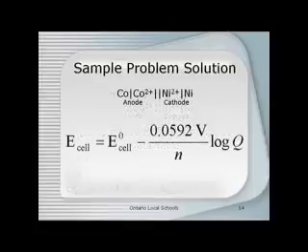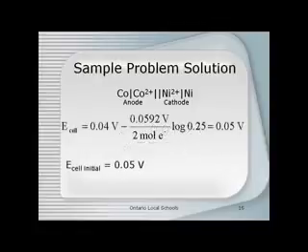So our base equation on this is the energy of the cell is equal to the energy of the cell under standard conditions minus our 0.0592 volts divided by N times the log of Q. Here is another look at our base equation. Have it written down as we continue to solve this.